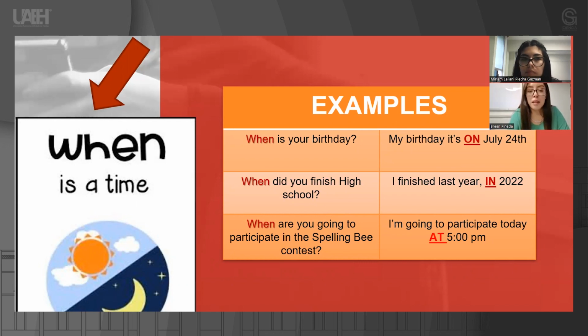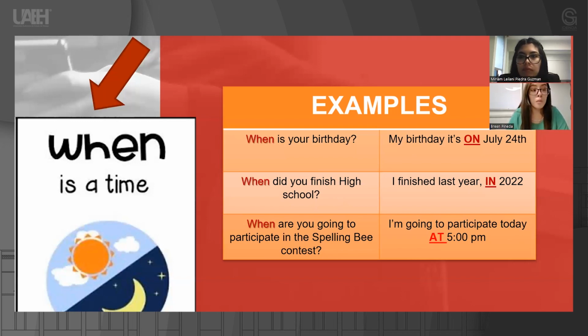Then we have the question, when did you finish high school? The answer is, I finished last year in 2002. As you can see, we use in because we are talking about a year. The question number 3, when are you going to participate in the spelling bee contest? The answer is, I'm going to participate today at 5 p.m. As you can see, we are using at because this is an hour, a precise time.